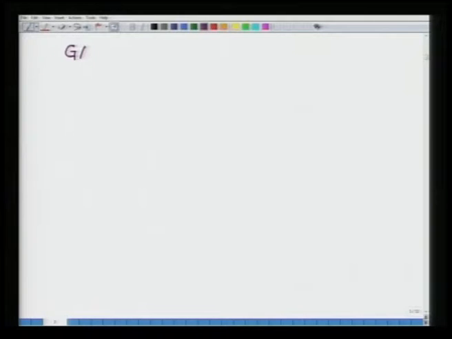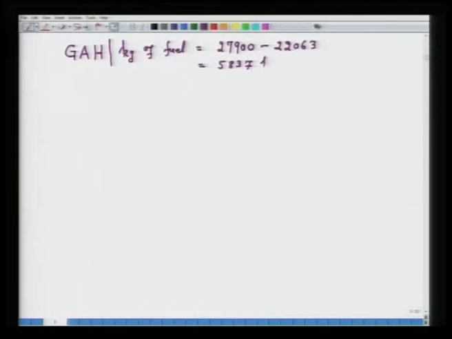Now, since we know heat to POC, now we can calculate the gross available heat per kg of the fuel. GAH, gross available heat per kg of fuel, as I have done in a previous problem, that is equal to 27,900, the caloric value of fuel, minus 22,063 heat to POC. So, that value is 5,837. This is kilojoule. Now, you see that much amount of heat is available.